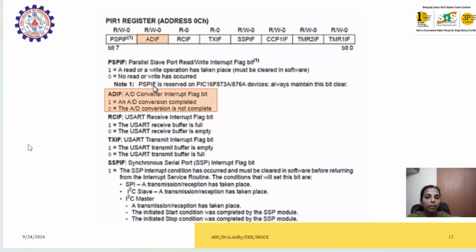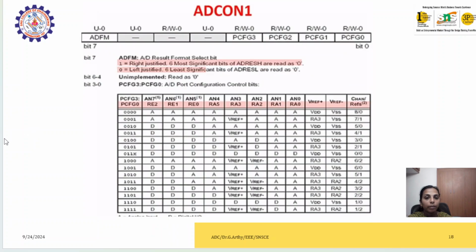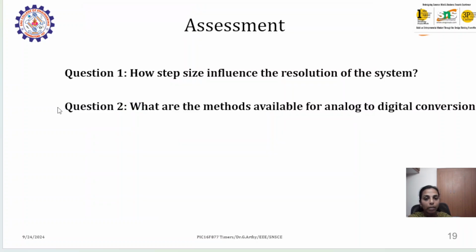This is the PIR register. In this PIR register there is a bit related to the ADC which we use. It is like a flag register: whether the analog to digital conversion process is over or not is indicated by the PIR register. Next is the ADCON1 register. That is the ADCON0 register, and this is the ADCON1 register. Here also we have a few bits like the same.